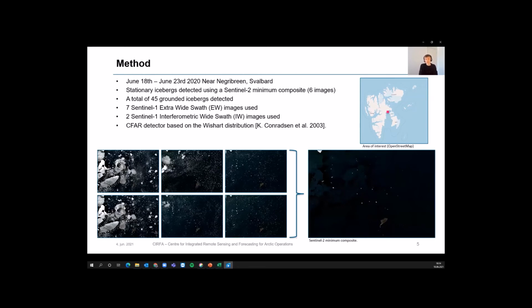Then we compared these detections against 9 Sentinel-1 images, 7 of which were of the extra wide swath format and 2 of the interferometric wide swath, and we applied a SAR filter on these Sentinel-1 images. Our SAR filter was based on the complex Wishart distribution, which accounts for both bands in Sentinel-1. As most of you know, Sentinel-1 is dual band, and the simple method I showed on the previous slide only uses one band, but we're using both of them.